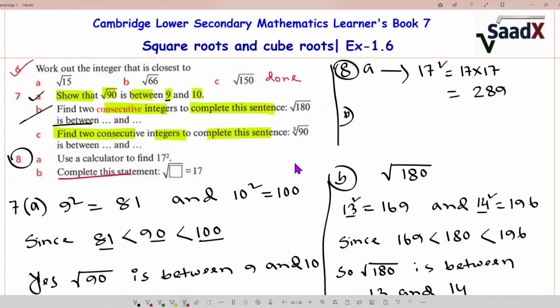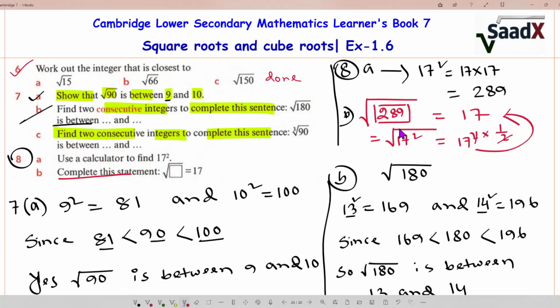complete this statement: root of blank equals 17. So here it should be 289, right? Because 289 we can write as 17 square, and the root of 17 square, the root and the square cancel out, so it will be 17. So our answer is root 289.